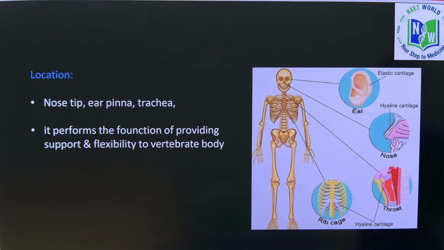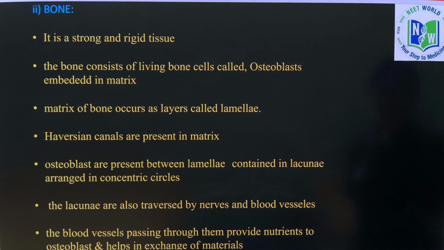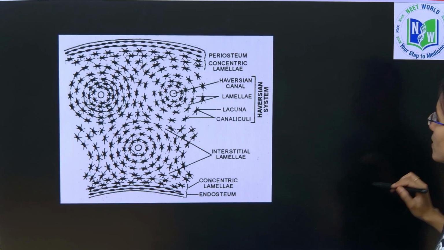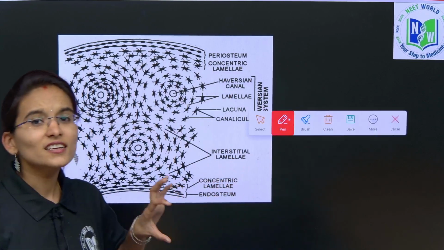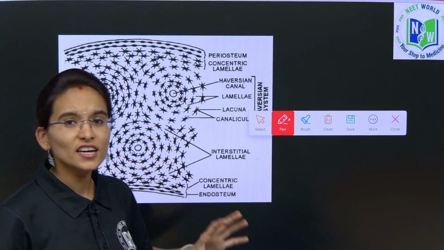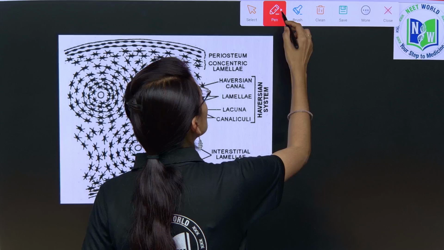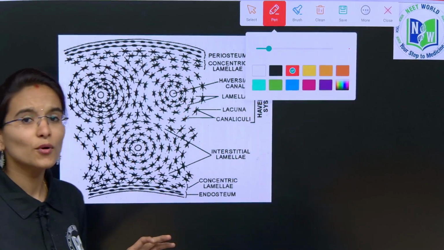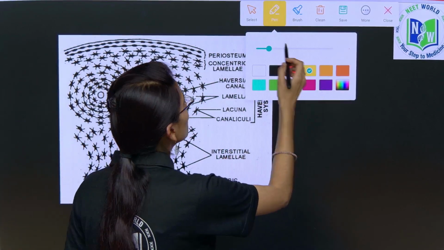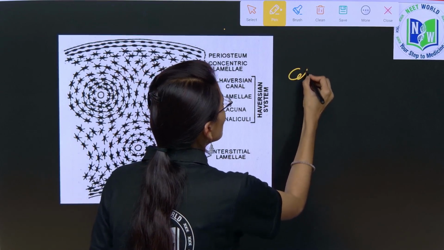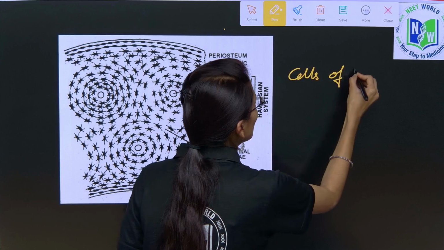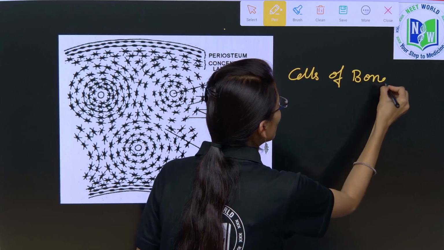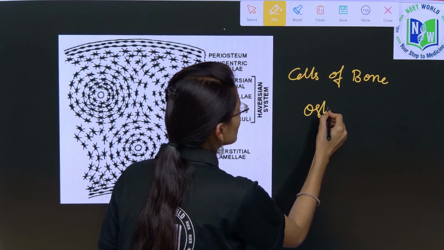Next, coming to supportive connective tissue, we are going to learn about bone. Bone is a very rigid tissue. Bone is a rigid connective tissue, and the cells present in the bone are called osteoblasts. What, children? Cells of bone, what are they called? They are called osteoblasts.